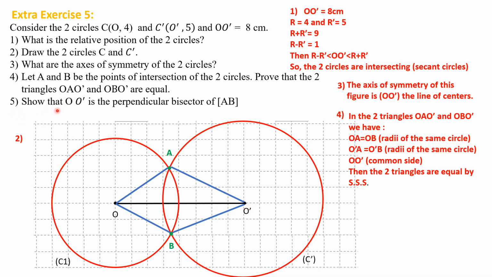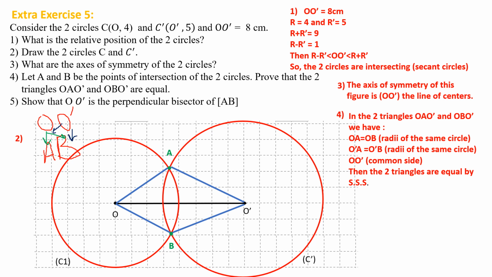Finally, I want to show that OO prime is the perpendicular bisector of AB. So let's write, as we said, I want to prove OO prime is the perpendicular bisector of AB. Please use this way, it's the easier way. In other words, it means I have to prove OA equal to OB, and I want to prove O prime A equal to O prime B.